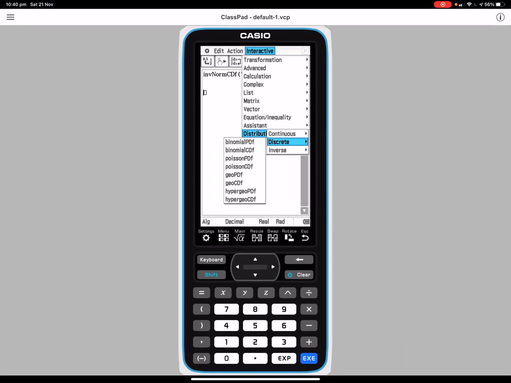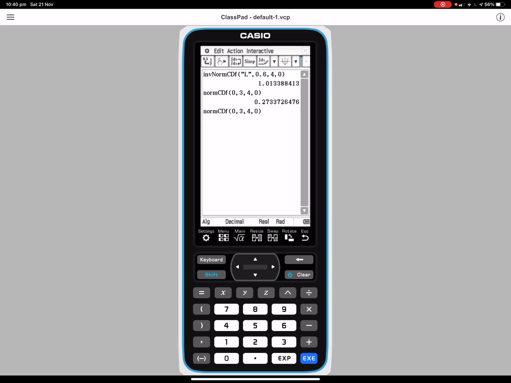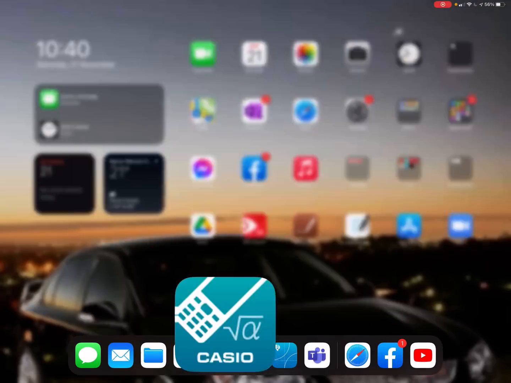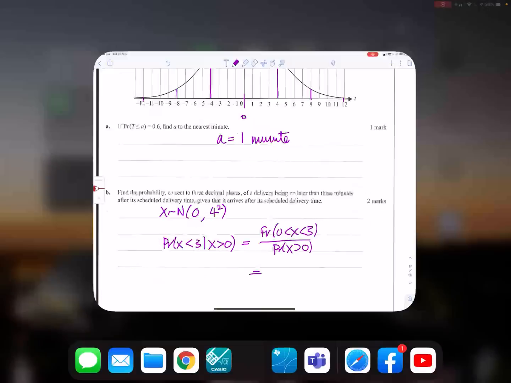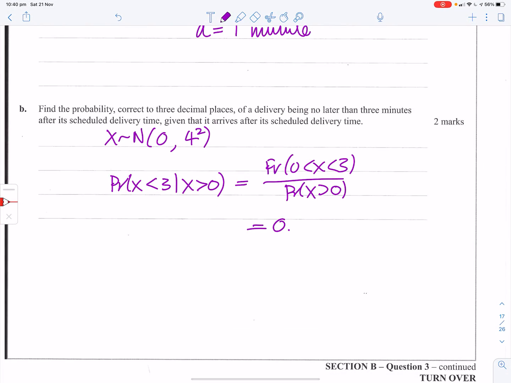So we've got to use normal CDF from 0 to 3 with a standard deviation of 4, and then from 0 to infinity. So it's going to be that divided by that. 0.5467, so 0.547.